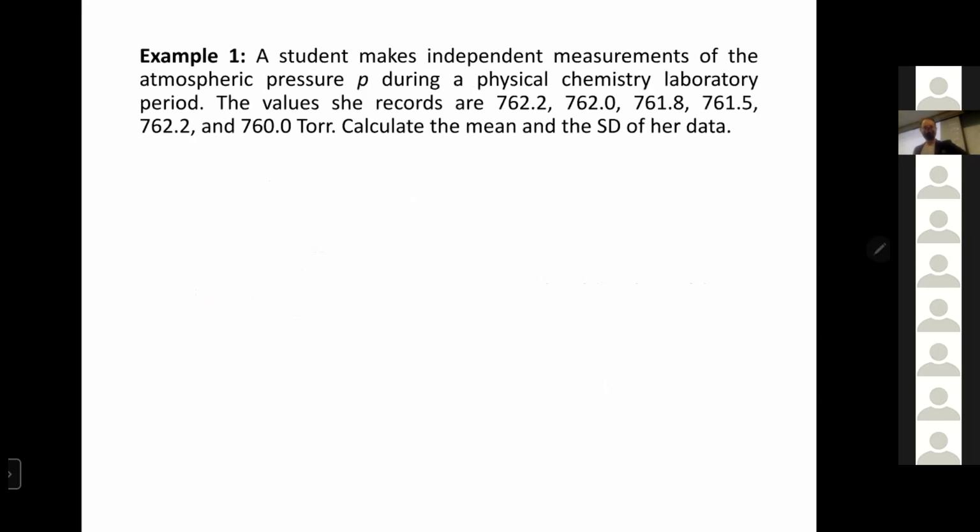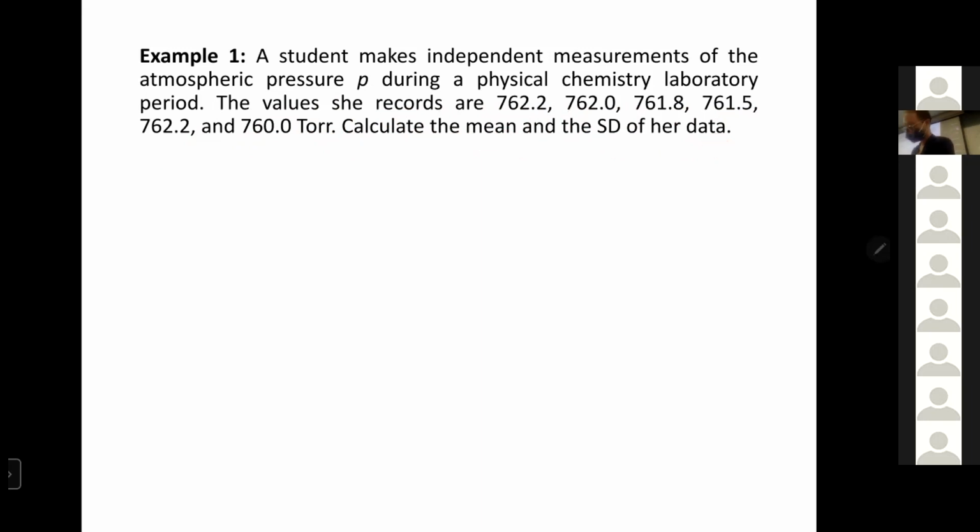Okay, so let's look at an example. A student takes independent repeated measurements of the atmospheric pressure in the laboratory during their physical chemistry lab period. The student records values that are given here, expressed in units of torr. So calculate the mean and the standard deviation of the data.